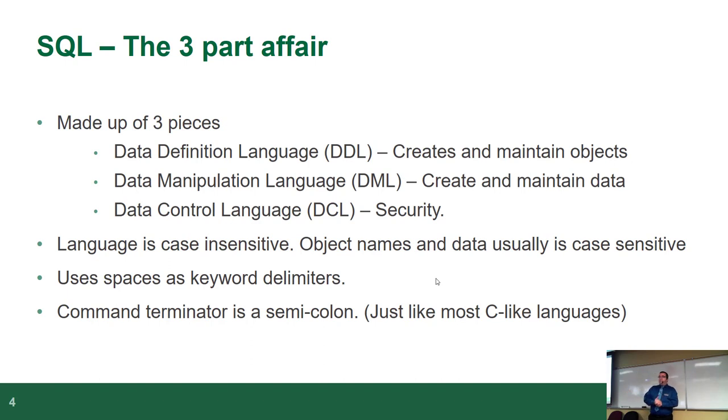SQL is a three-part language. It's made up of three different pieces, and each piece has a very specific job. The first piece is known as the DDL, the data definition language. It creates and maintains the database structure and the objects in the database. So these are tables, views, adding columns, that kind of stuff. That's DDL. That's the construction company. So the database design stuff you learned up till now was the architecture firm. The DDL is the guys that come and put up the house for you.